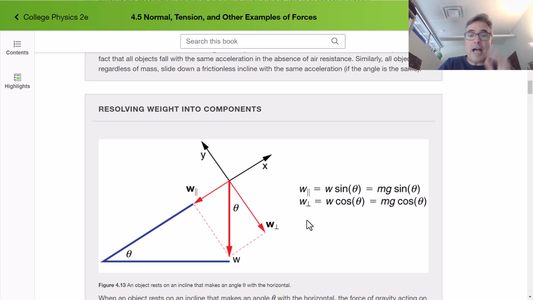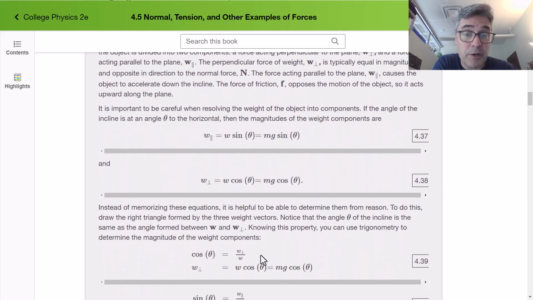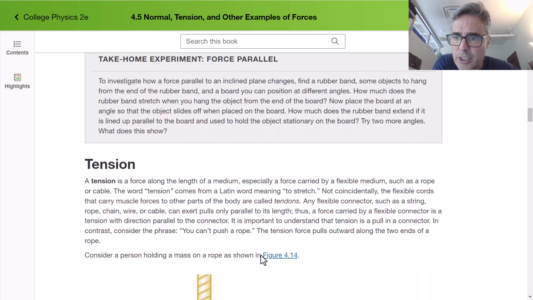You can tilt your axis if you're on an incline sometimes, so that x is parallel to the incline and y is perpendicular to that incline, in which case even weight is going to have an x and a y component. So that turns out to be a very useful problem-solving strategy.